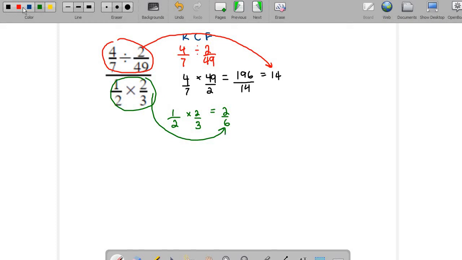Okay, so we're going to end up with 14 over. So remember, what we got in the denominator was 2/6, so it's going to be 2/6. Okay, a better way to write this is with the division sign to make things a little clearer. Okay, and we know what to do when we're dividing fractions, so we're going to use keep, change, and flip again.